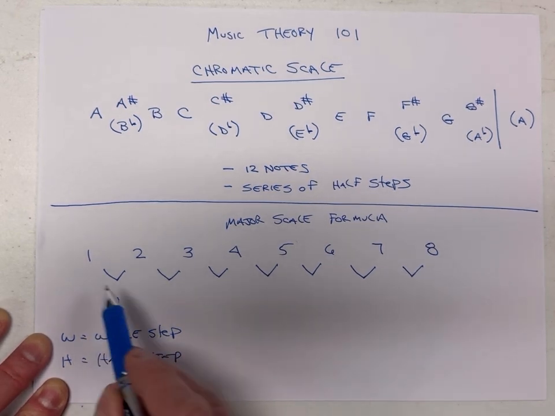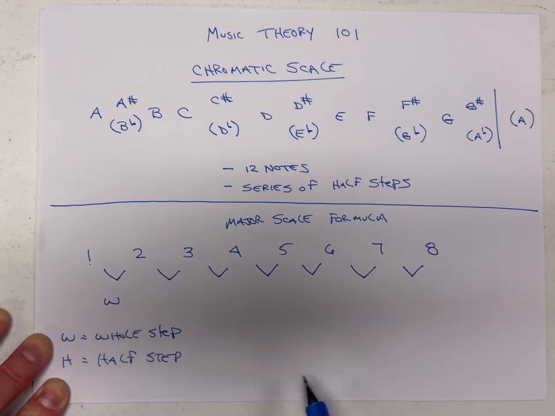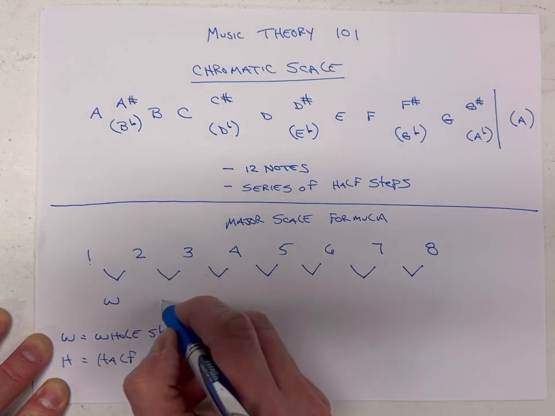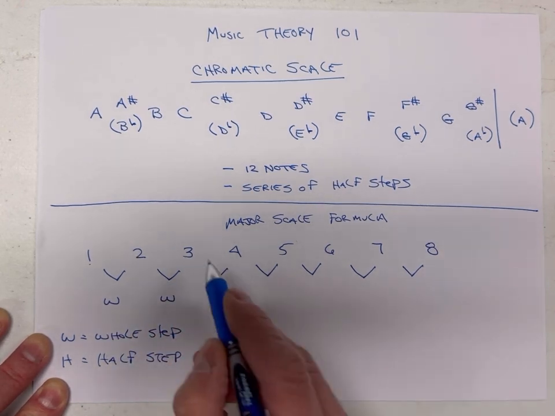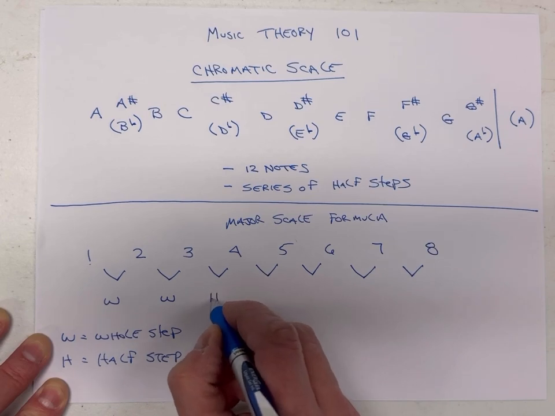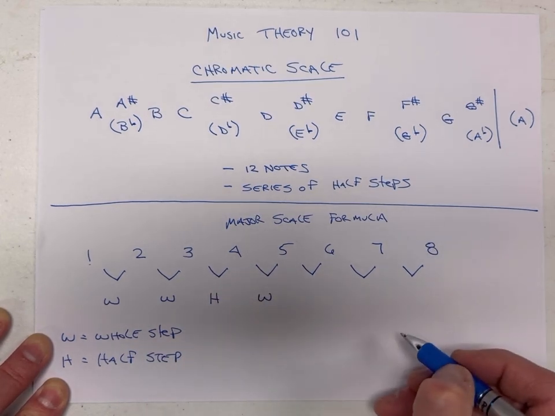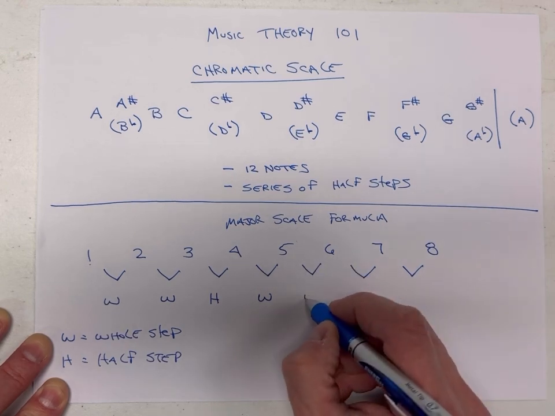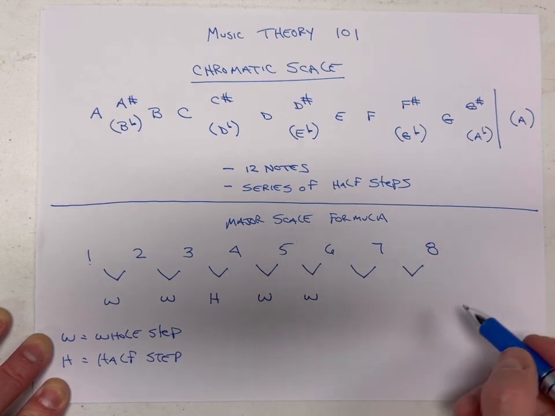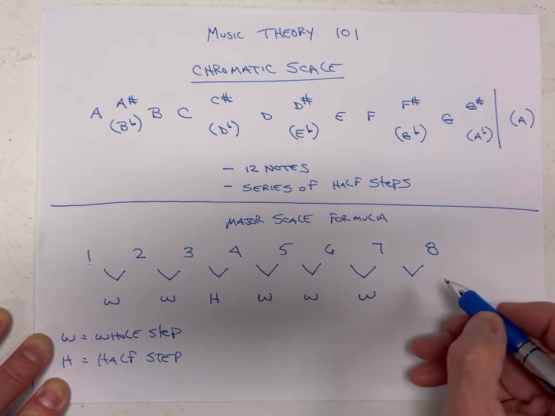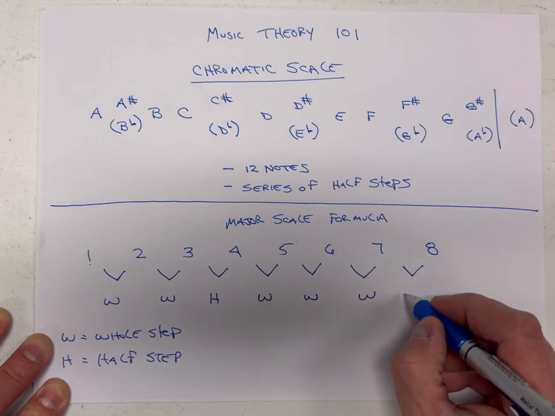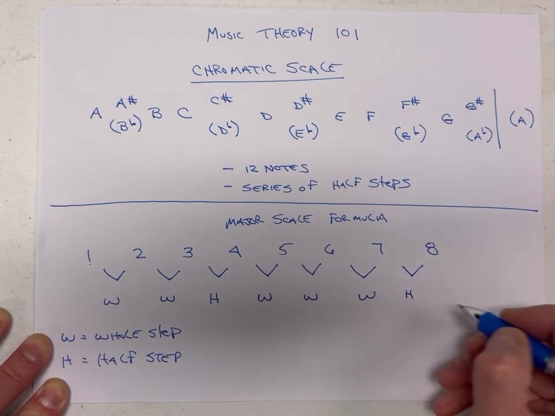Okay, so between the first note and the second note is a whole step. The second note and the third note is a whole step. Between the third note and the fourth note is a half step. Between the fourth and the fifth note is another whole step. 5 and 6 is a whole step. 6 to 7 is a whole step. And then from the 7th to the 8th is a half step.